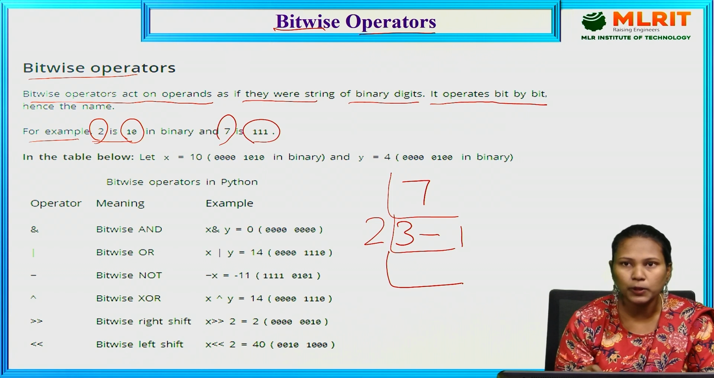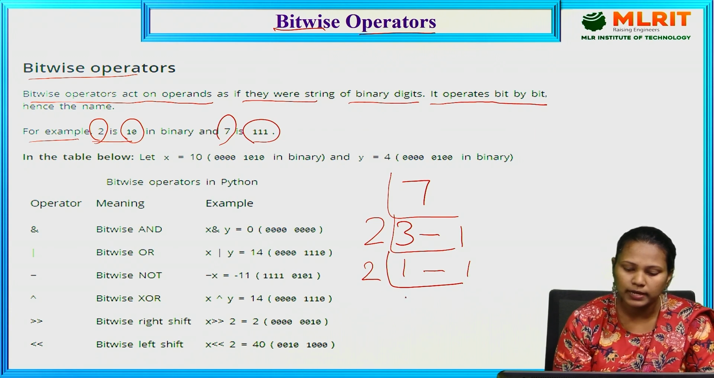Again, 3 divided by 2 is 1 time, and the remainder is 1. Then 1 divided by 2 is 0 times, so it cancels out, and the remainder is 1.